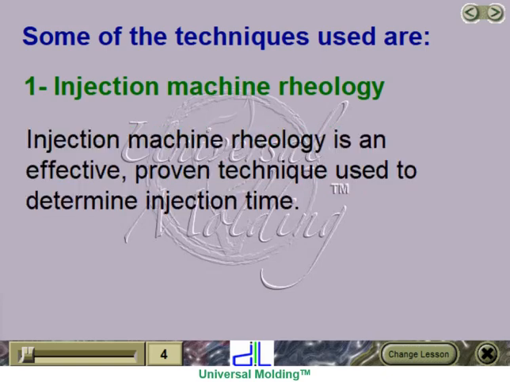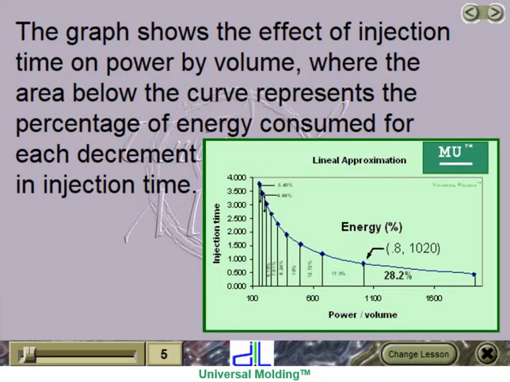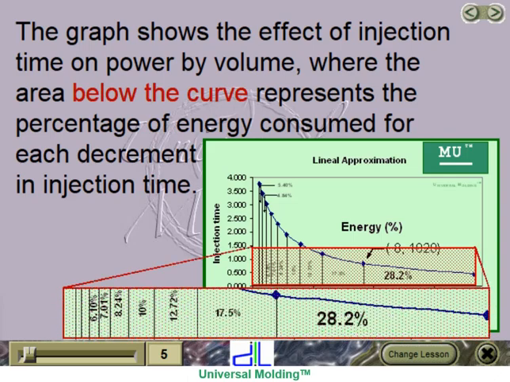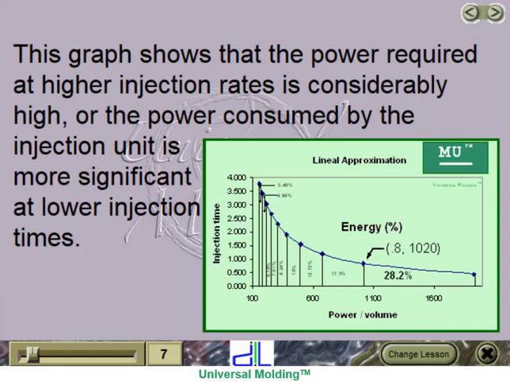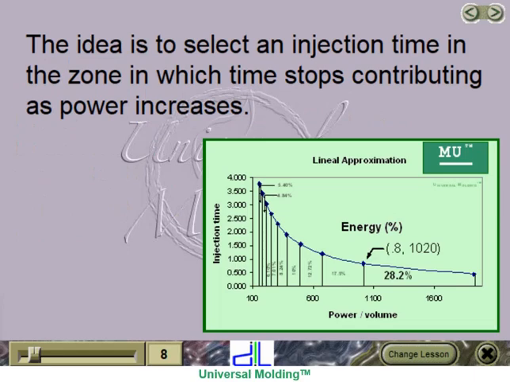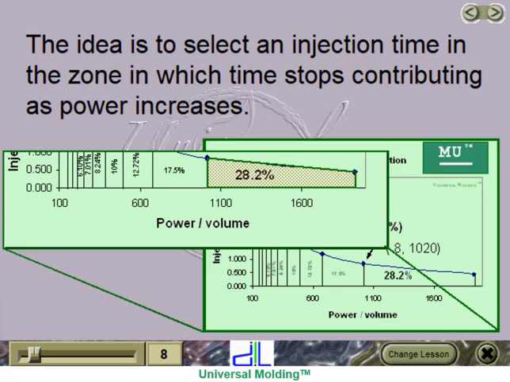Injection machine rheology is an effective, proven technique used to determine injection time. The graph shows the effect of injection time on power by volume, where the area below the curve represents the percentage of energy consumed for each decrement in injection time. Note that power consumption increases when injection time decreases. This graph shows that the power required at higher injection rates is considerably high, or the power consumed by the injection unit is more significant at lower injection times. The idea is to select an injection time in the zone in which time stops contributing as power increases.